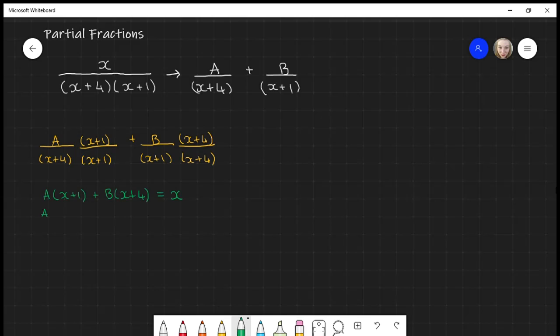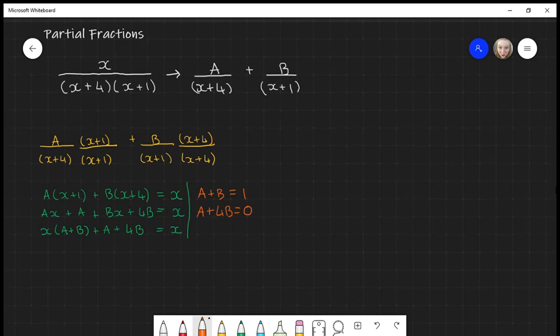multiply this out, group like terms, now we can compare the coefficients. On the left-hand side, the x terms are a plus b, and on the right-hand side, its coefficient is 1. On the left-hand side, we have a plus 4b, and that must equal 0 as there is no term there. Again, solve the simultaneous equations.